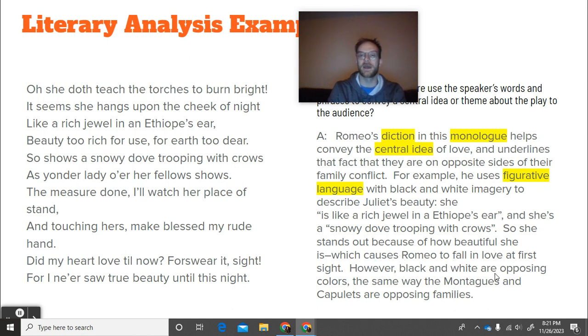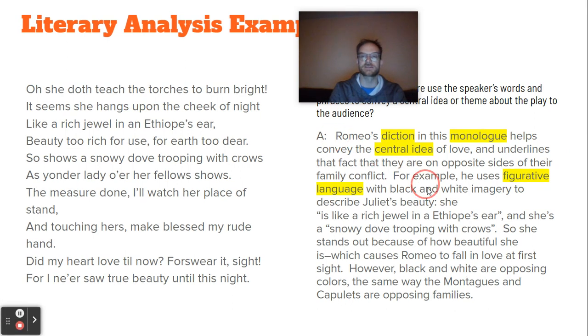But black and white, they're opposing colors, the same way that the Montagues and the Capulets are opposing families. So in this initial description, we get the attraction, and that shows us the central idea of love, but it also underlines the conflict as well. So it's love, and it's also conflict.